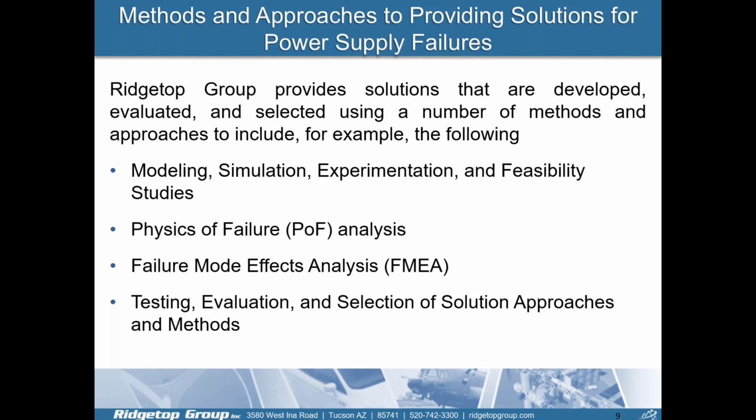For each problem, we use a standard set of approaches and methods to come up with a solution. We look at what the problem is, and we do modeling, simulation, experimentation, and feasibility studies. We use physics of failure analysis and failure mode effects analysis, and between those first three, we say, aha, this failure mode that we're trying to prognostic enable will produce this kind of characteristic signature. We can capture that signature by these methods, and if we do so, we can then provide a diagnostic PHM solution. We then build test beds, build simulation engines, do testing, evaluate, and then select which solution approach we're going to go forward with.